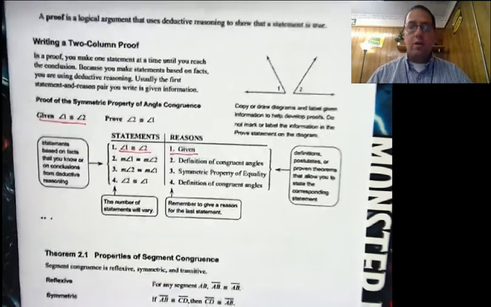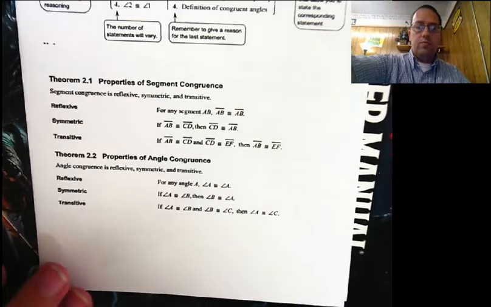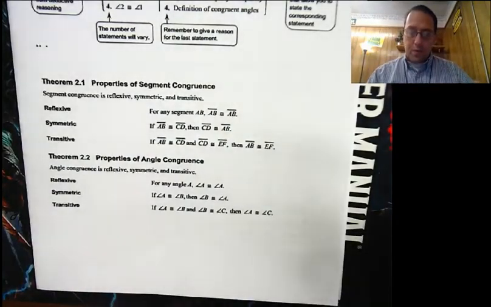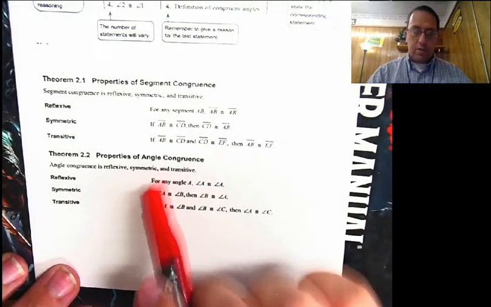We do have a couple of other properties that we want to talk about, other things that we can use for our proofs, some more tools to stick in our toolbox, as it were. Properties of segment congruence, properties of angle congruence.